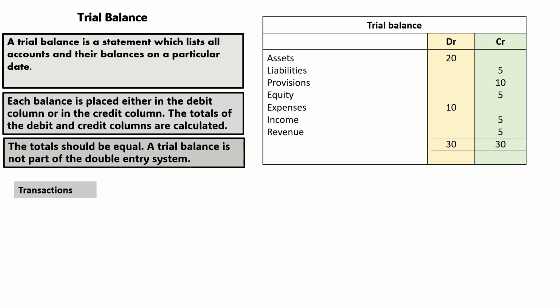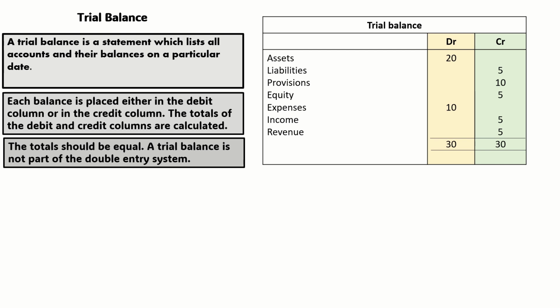Here is an example of a trial balance. I've taken some of the common factors such as assets, liabilities, provisions, equity, expenses, income, and revenue. As you can see, the debit side total of 30 is equal to the credit side total of 30.